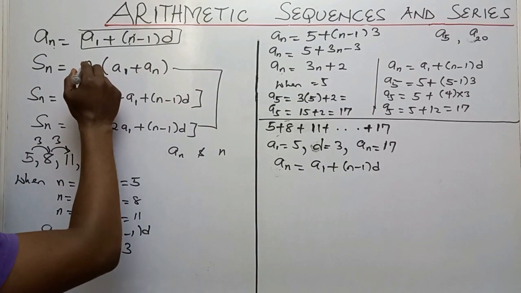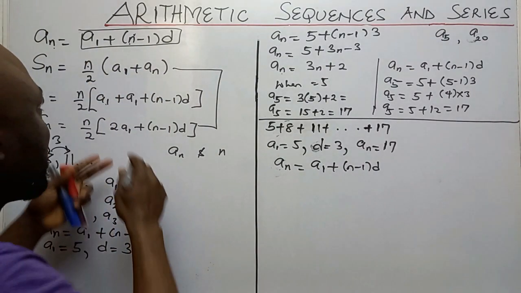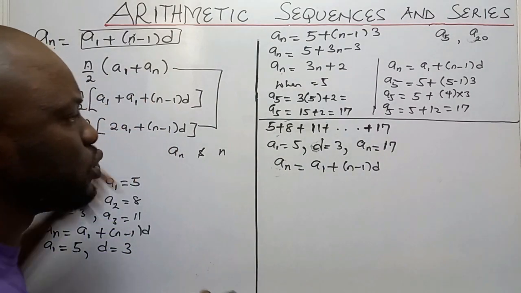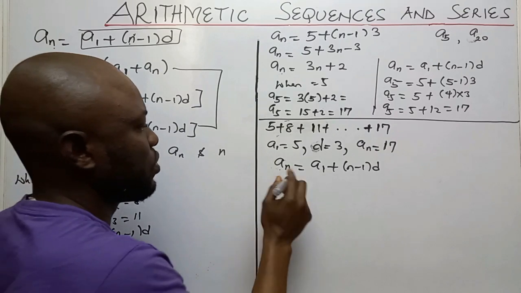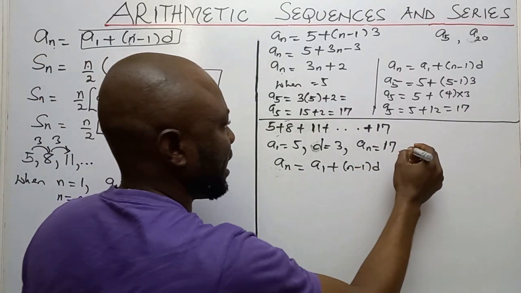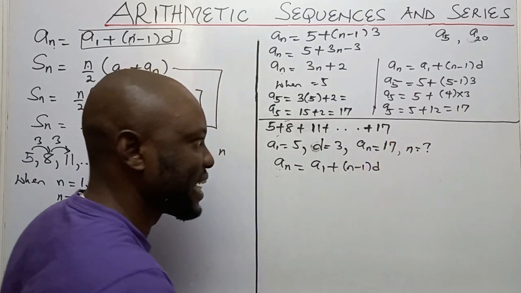The reason is because I don't know what n is. So there is no way I can get the sum without knowing n. Let's presume we don't know n. So for that, I'll now use this formula to get n. n becomes an unknown before I can get the sum.